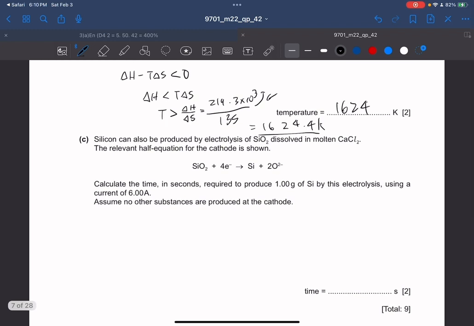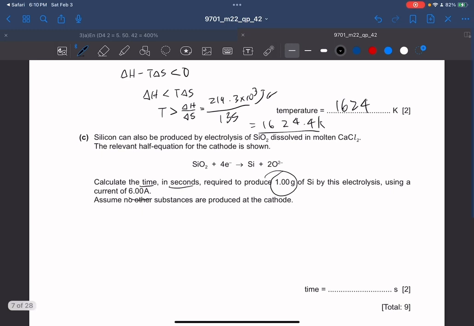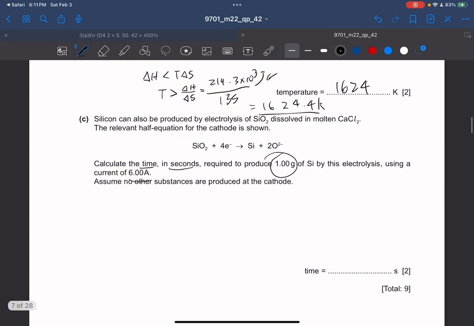Silicon can also be produced by electrolysis of SiO2 dissolved in molten CaCl2. The relevant half equation is shown. Calculate the time in seconds to produce 1 gram of silicon by electrolysis using a current of 6 amperes. Frankly speaking, this is quite a hard question, for me at least. I would just advise to be very careful when doing these sorts of questions.